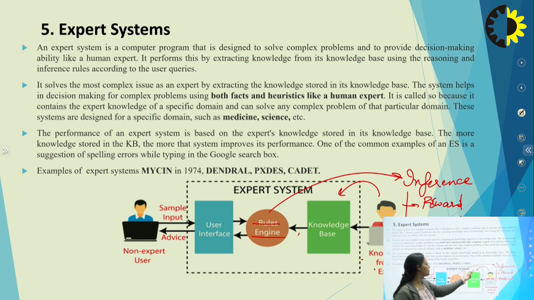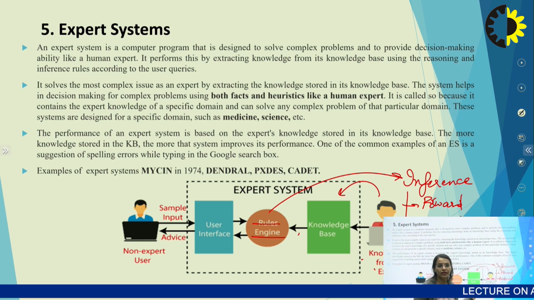So as per the knowledge derived into the inference engine, some rules are decided here, and this engine works as per the rules, and according to the forward or the backward chaining, it gives some output back to the user. So whenever a sample input is given by the user through the user interface, it is directed to the inference engine, and finally after consulting the knowledge base, it reverts back to the user in the form of advice. So basically it solves complex issues as per the expert by extracting the knowledge stored in the knowledge base.